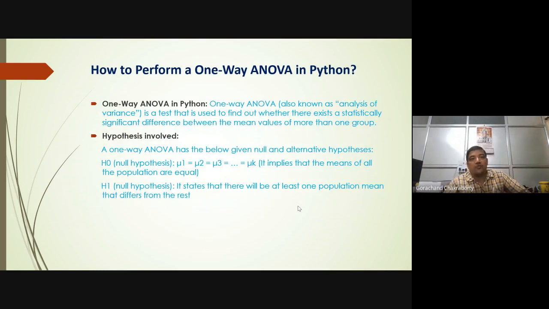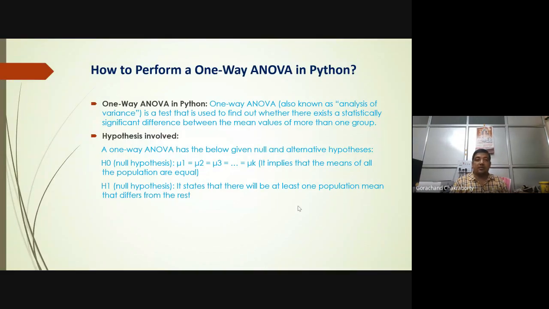Now, how to perform a one-way ANOVA in Python? One-way ANOVA is a test used to find out whether there exists a statistically significant difference between the mean values of more than one group. Now, what is the hypothesis for this? A one-way ANOVA has the below given null and alternative hypotheses.